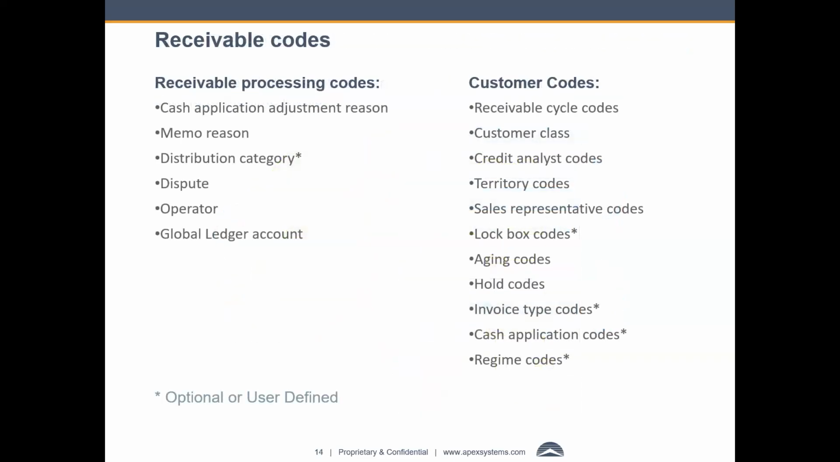Some of the important codes that we will go through for the accounts receivable setup: there are two types. There's a receivable processing code, and then there's customer codes. Again, just to reiterate, this is a crash course on everything that is prerequisite. Before we start, you must be familiar with the global ledger codes and your company's processing rules. To get into more detail, we'll go through the processing codes.